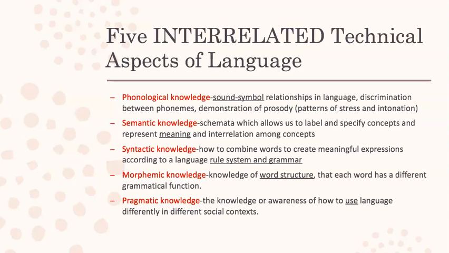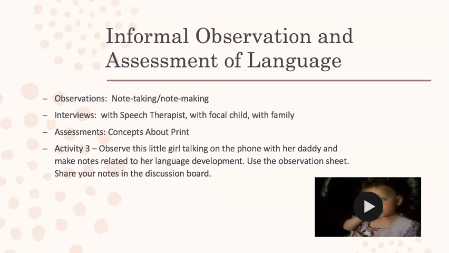What can you observe about her semantical knowledge? What can you observe about her syntactic knowledge or morphemic or pragmatic knowledge? Just by observing this girl for a couple minutes in this video, what could you say about each of these 5 aspects of language for her at this point of her development? What could you say that she knows right now? So use the observation sheet and share your notes on the discussion board.